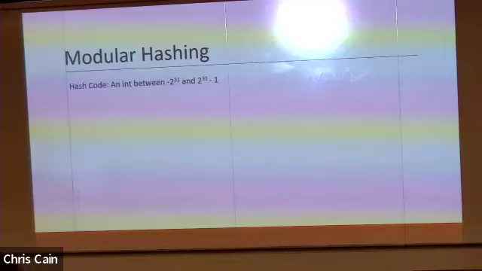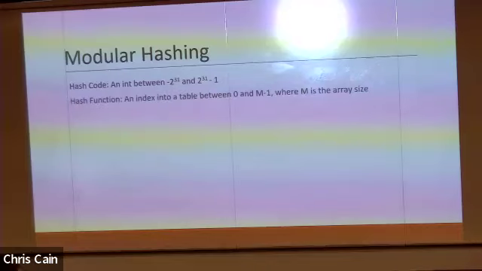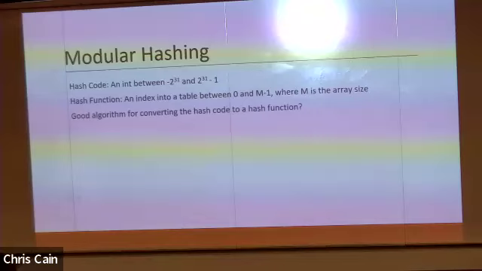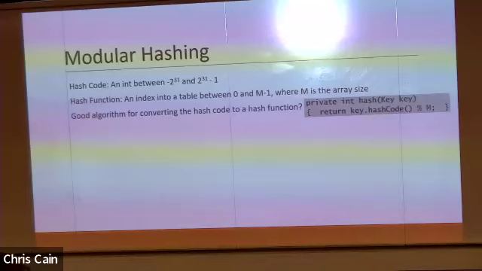So a hash code is really just an integer between -2^31 and 2^31 - 1. As we would expect, those are the legal bounds of an integer. A hash function is just some index into a table, I like to think of them as arrays, between 0 and m - 1. M is the array's size. So we use modular arithmetic to convert this hash code into an index. How do we do that? Just mod it by m. Is there an issue with just modding it by m?